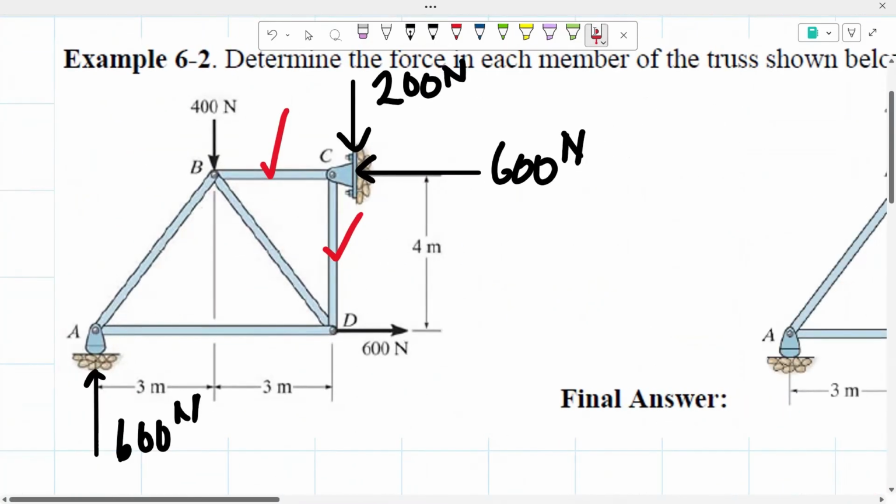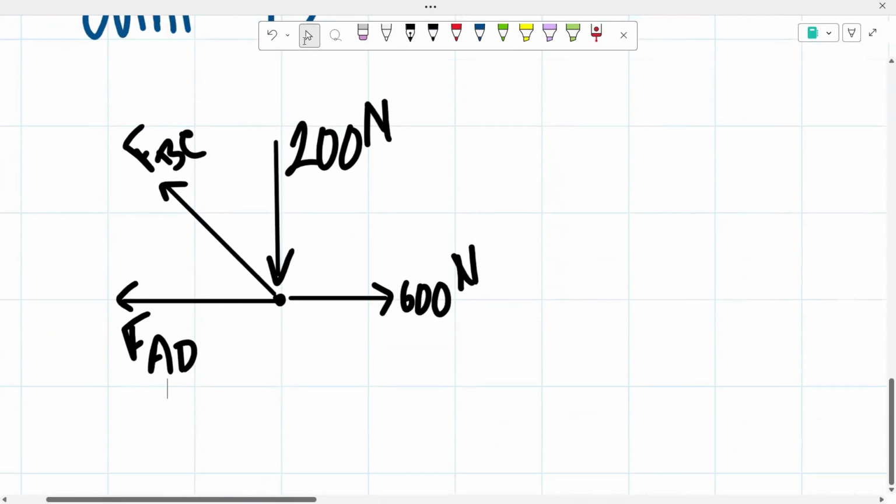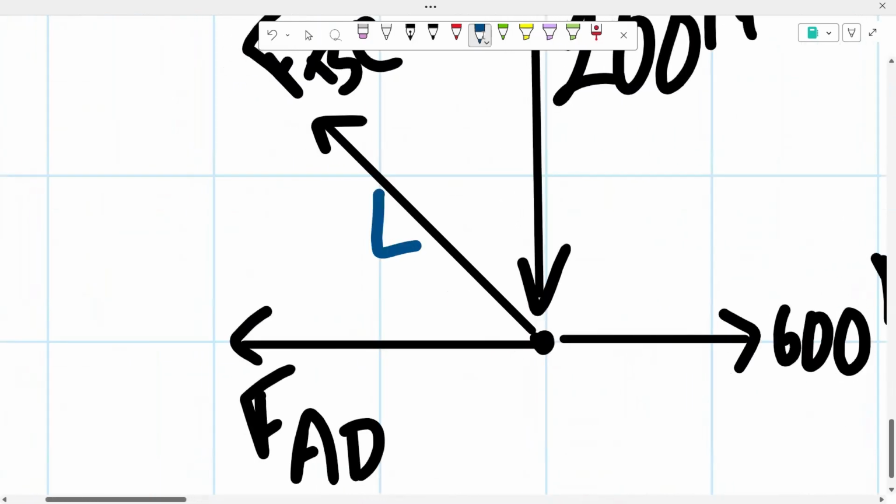Look at this triangle. As you can see, it's given to us that the length right here is 3 meters, and right here is 4 meters. So we know that this is a 3, 4, 5 triangle, as you can tell. 3 meters like this, 4 meters of height. So that means that this has a length of 5 meters. So we can use that to determine the force BD. Right here, this is a 3, 4, 5.